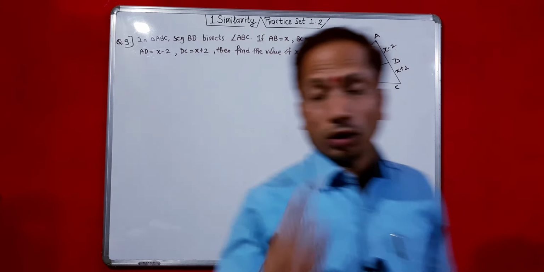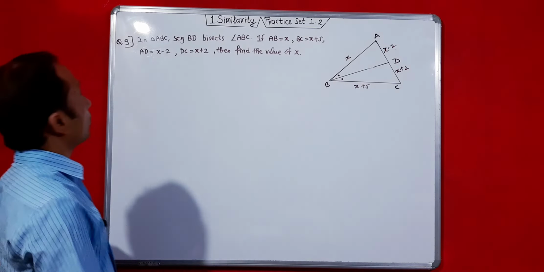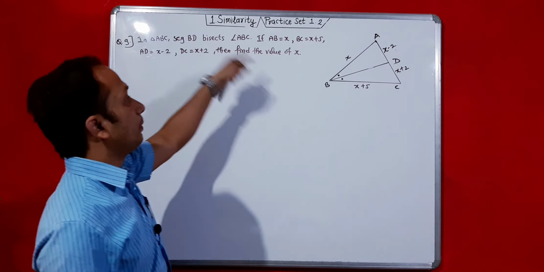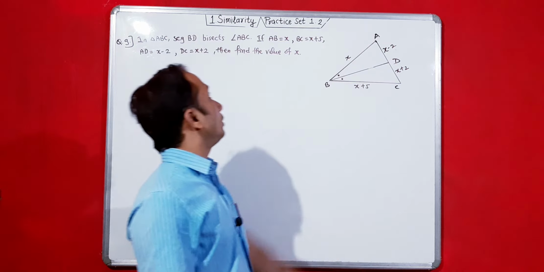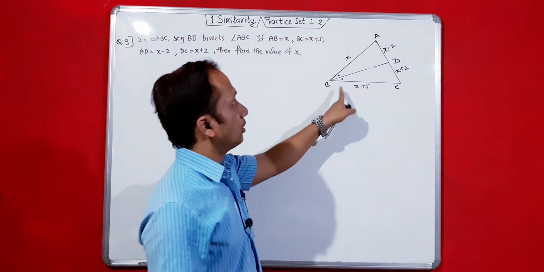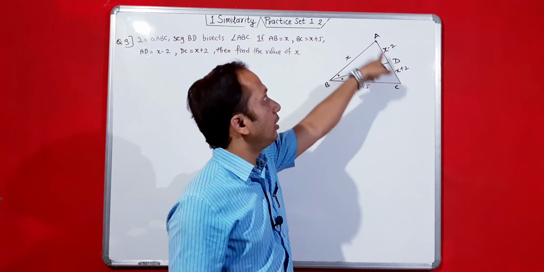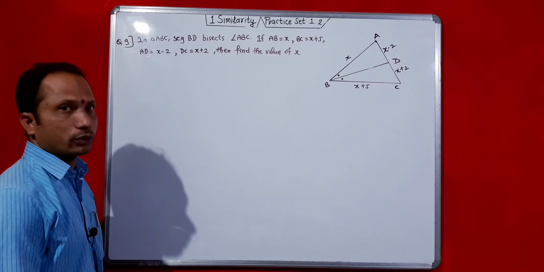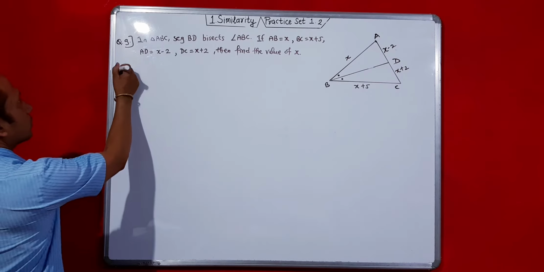We'll solve problem number 9. In this problem, triangle ABC is given. Seg BD is a bisector of angle ABC. If AB is x, BC is x plus 5, AD is x minus 2, DC is x plus 2, then find the value of x. It is very easy, so first we'll solve this.